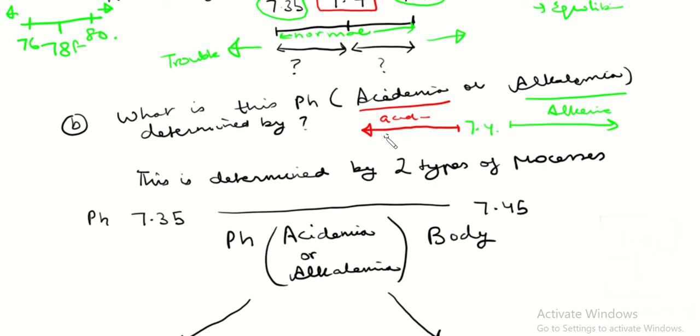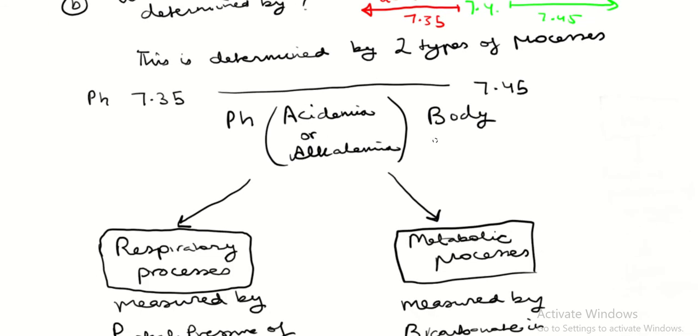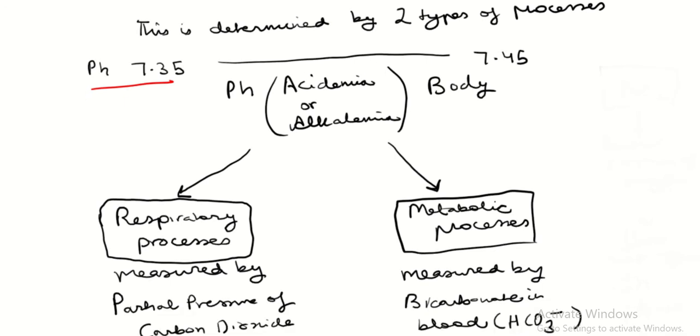And what's normal? What's the range that is normal? So again, you have 7.45 on the alkalemic side, which is a good range, and then 7.35 on this side. Okay, again, right? So you have pH 7.35, and then you have 7.45 right here, and then you have 7.4 in the middle, right?